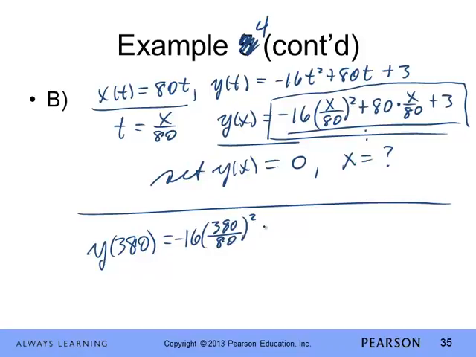So now this is just an algebra problem. So what does that work out to be? Well, I think it works out to be about 22 feet. So the height of the ball when you're 380 feet away is about 22 feet. So definitely the ball will clear the fence.